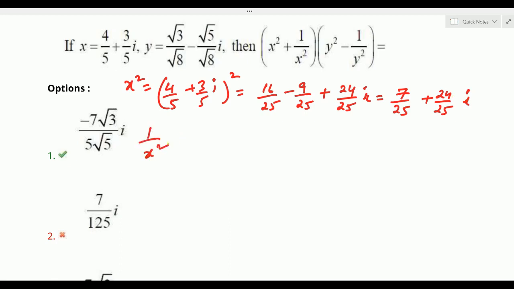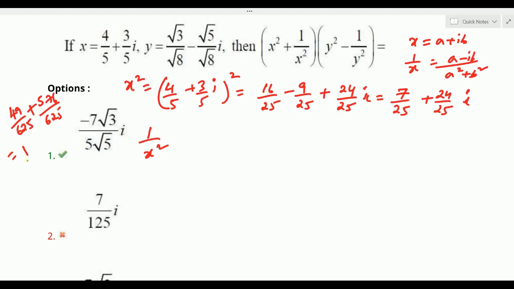1 by x square ante suppose x is in the form of a plus ib. 1 by x we can write a minus ib by a square plus b square. మీరు ఇక్కడ observe చేయండి, a square plus b square అంటే 7 by 25 whole square అంటే 49 by 625 plus 24 by 25 whole square, that is 576 by 625. రెండు మనం add చేస్తే 625 by 625 అనేది 1 అవుతుంది. కాబట్టి ఇక్కడ డైరెక్ట్ గా 1 by x square ని a minus ib లా రాసేయచ్చు. that is 7 by 25 minus 24 by 25 into i.